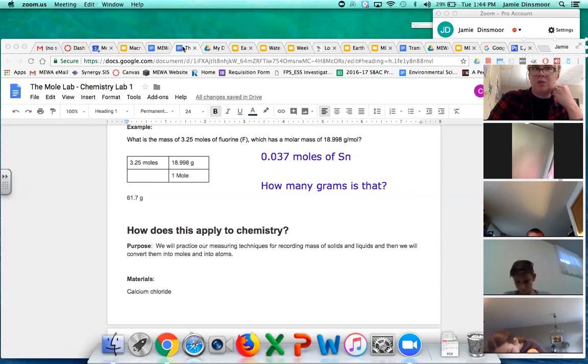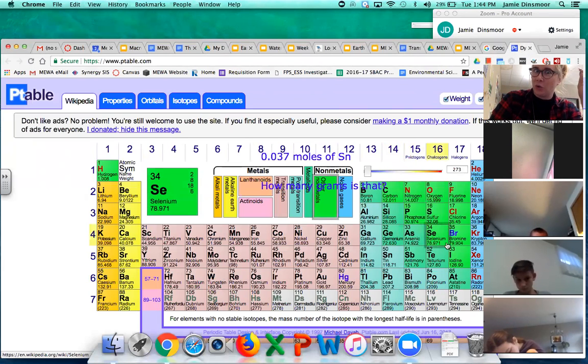Tin on the periodic table. The reason I'm giving you this one is that it's one of those weird ones that does not have a T in it anywhere. If it takes you a while to find it, that's totally normal, right? But tin is right here, it's number 50. Give you a little hint on that one.